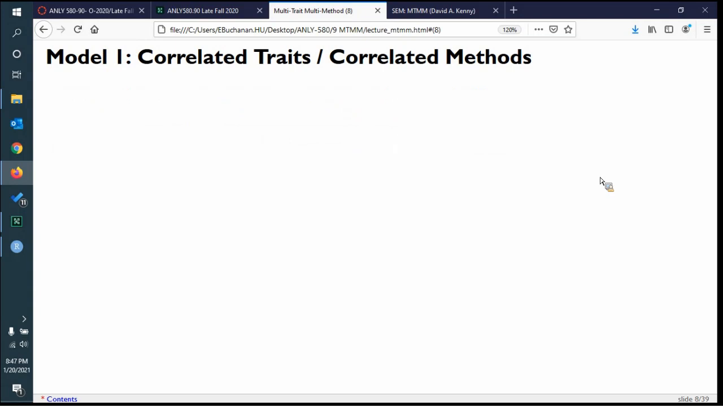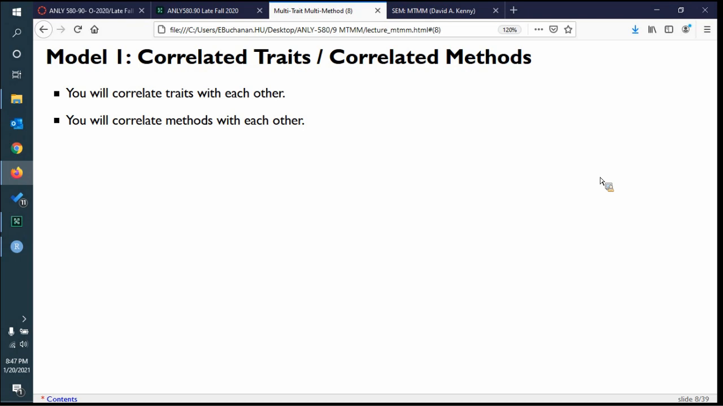All right, so model one. This model is called the correlated traits, correlated methods model. And I put the big long names at the top because it helps me remember which one I'm doing, because model one, model two are not very mnemonic names. But step one, basically, is where we allow the traits to correlate, like our normal measurement model. We also program in method latent variables and allow them to correlate. I have pictures here to help you conceptualize this. You do not cross-correlate methods and traits, though.